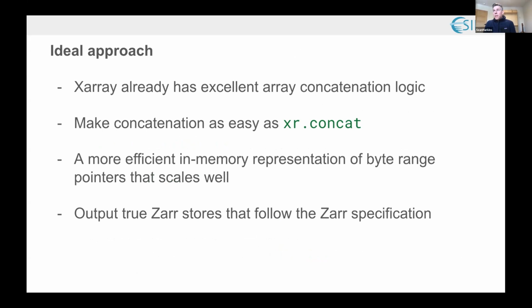So we wanted to take this concept of Kerchunk and really modernize it and make the API a little bit easier to use. We know that Xarray already has excellent array concatenation logic, so we wanted to make this virtual reference concatenation experience as easy as using Xarray concat. At the same time, we wanted to produce a more efficient in-memory representation of these byte range pointers that can scale to the sizes that we need to represent some of these large legacy data sets.